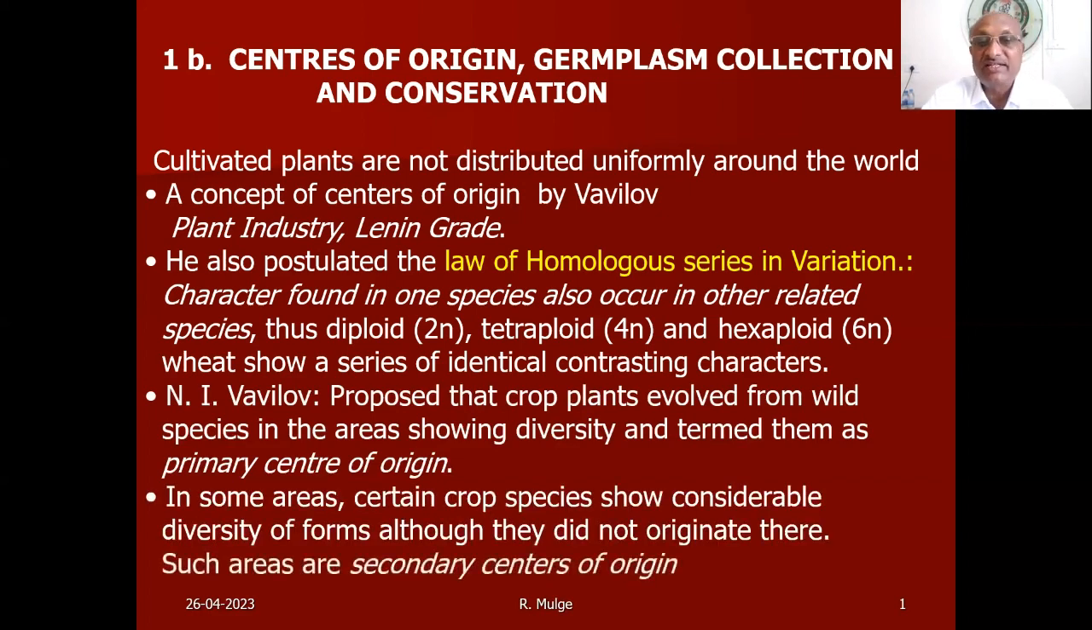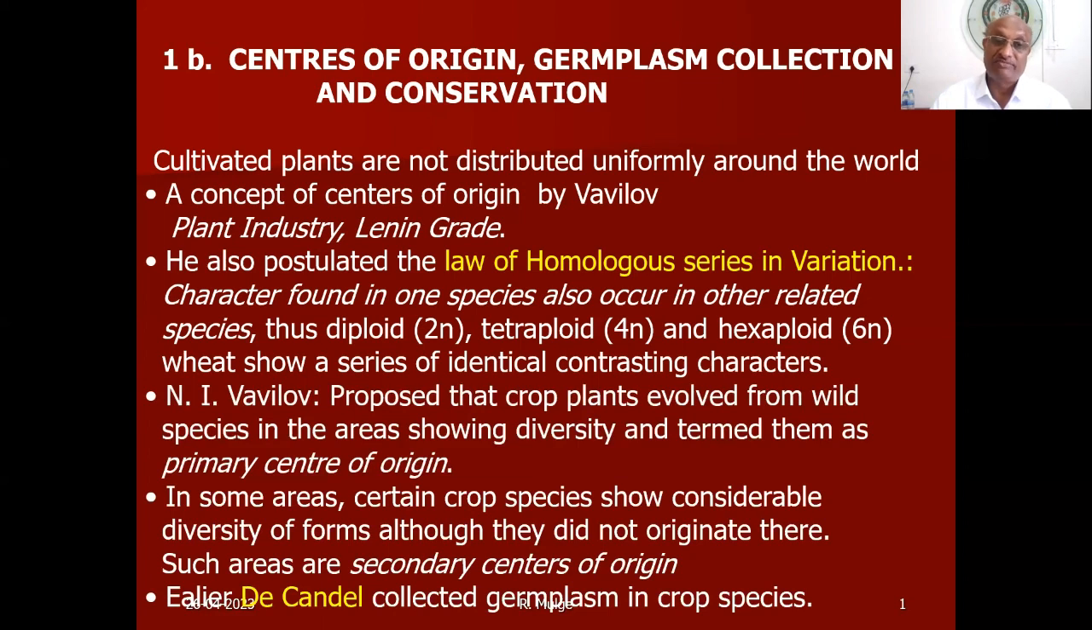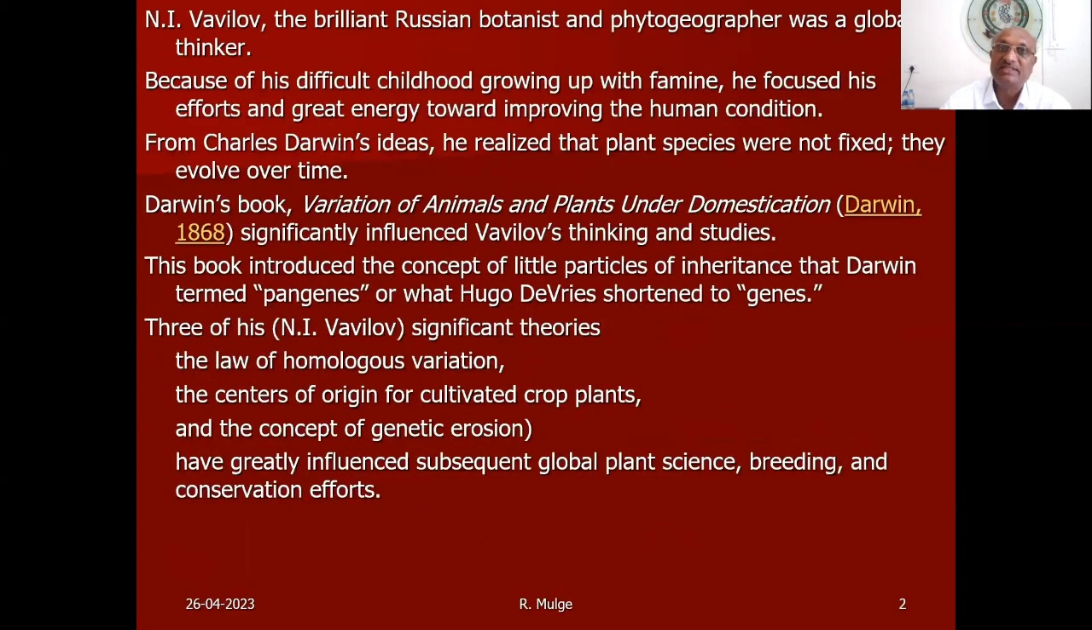In some areas, certain crop species show considerable diversity of forms, although they did not originate there. There is also confusion that in some places you will find the variability, but still they did not originate there. Such areas are referred to as secondary center of origin. So, you should remember people like Vavilov. You have De Candolle. A lot of germplasm collection was done by him earlier. De Candolle collected germplasm in crop species, and many times the references you will get are under his name.